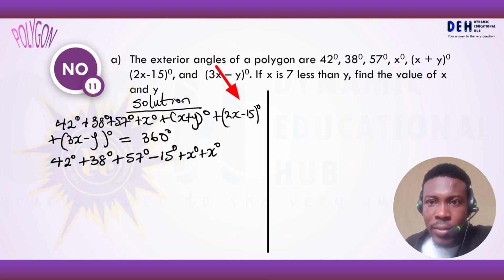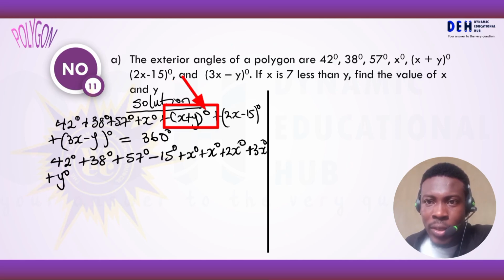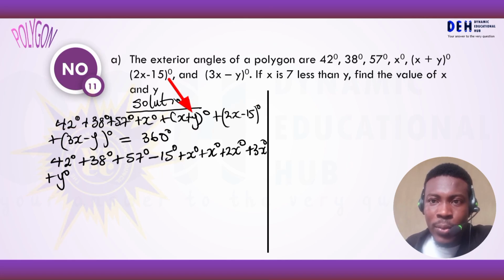Now we have plus 2x degrees. Which other x do we have here? Plus 3x degrees. Let's continue. We have y, isn't it? Plus y degrees. This is what I've done: I expanded this x plus y, so we have plus x degrees plus y degrees. The same thing applies to this, so we have plus y degrees here. Which other y do we have? Minus y degrees, and everything should be 360 degrees.